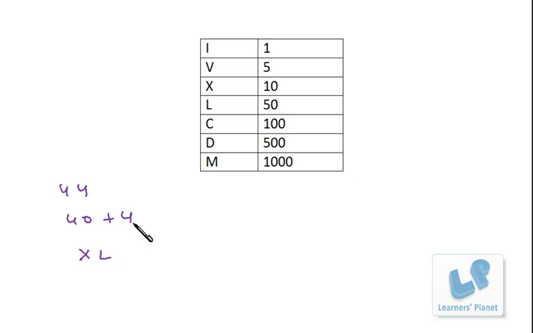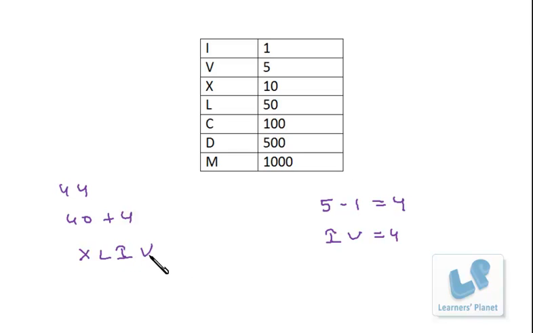Further, I cannot write I four times. So what will 4 be? It's 5 minus 1, that is 4. If I write I before V, it will be 4. Okay. So it's 40 plus 4, where 40 is XL and 4 is IV.